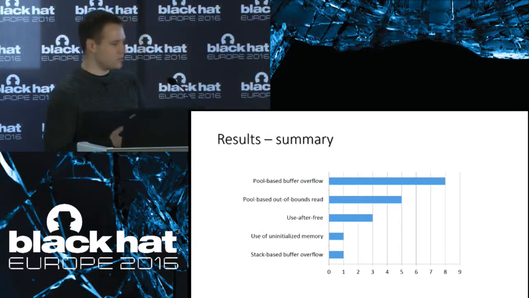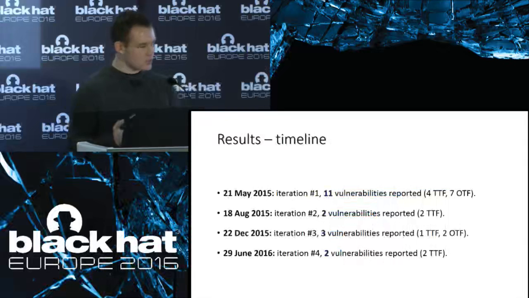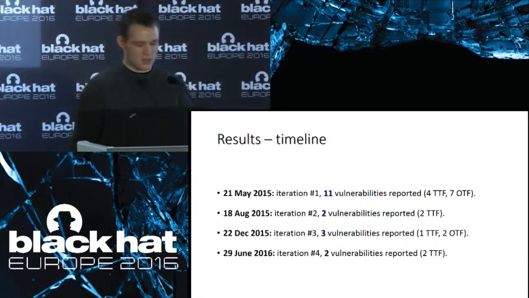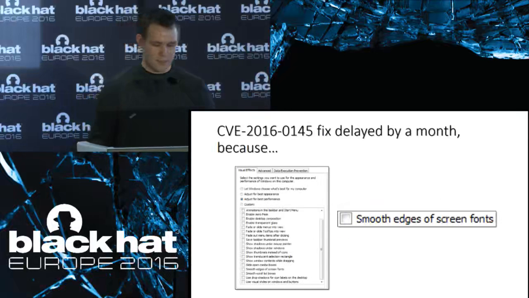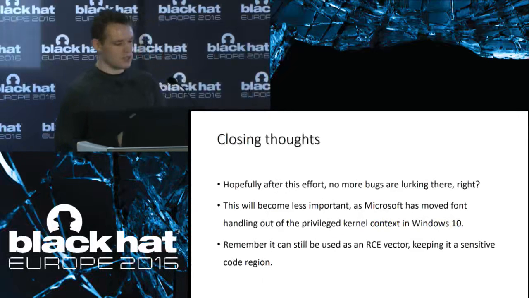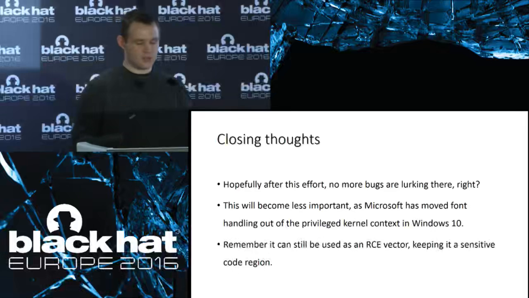But the general result from this research is that I found all classes of bugs, basically, mostly pool-based buffer overflows, but also some overreads, use after frees, and other interesting things. This was done in 4 iterations, and this is not necessarily the end. There could be more bugs discovered, let's see, in the future. So the closing thoughts are that hopefully after this effort, no more bugs are lurking in the Windows kernel font processing. Let's see if that is the case or not.